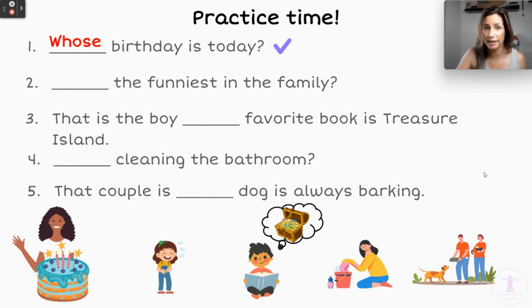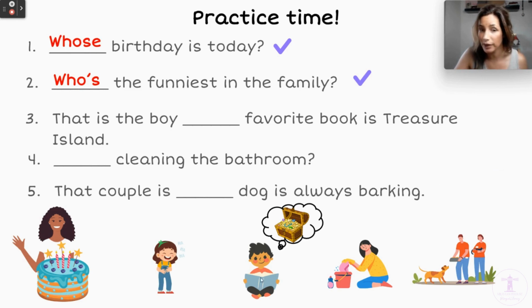The funniest in the family. This is a question. This little girl's laughing. Someone is hilarious. Who's the funniest in the family? And you can see, you can say, who is the funniest in the family? So then you know that it's who's, the contraction. Okay? Check if you got it right.